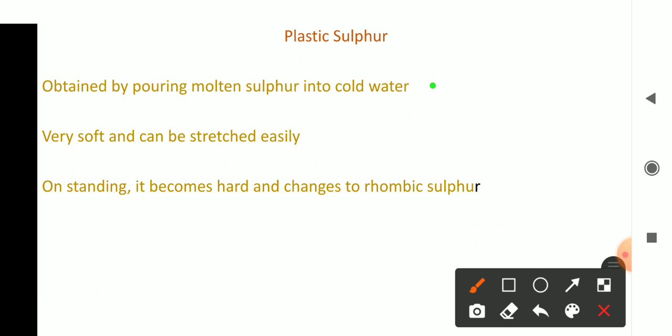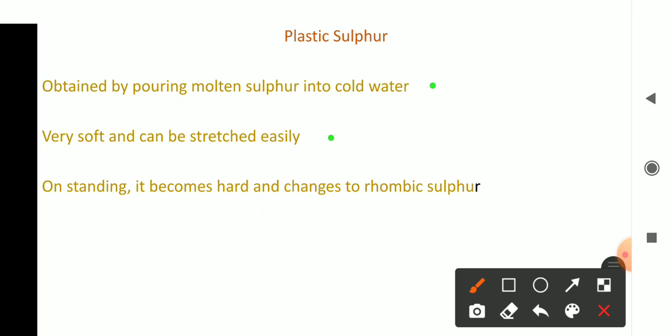Its nature is given. It's very soft, as I told you, rubbery. It can be stretched easily. When it is allowed to stand for some time, it slowly becomes hard. Its soft nature is lost and it is converted into a hard substance, and automatically when the temperature is lowered, it converts itself into the stable form of sulfur, which is rhombic sulfur.